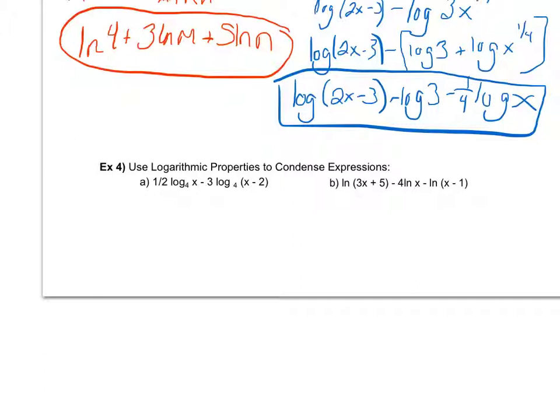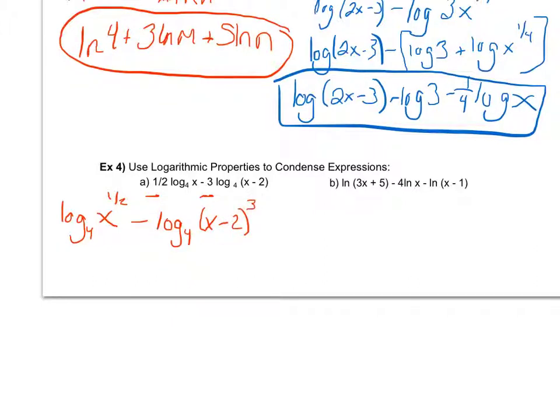Alright, glad you were able to stick with this video. I am on to the last way we're going to use it, and that's to condense, or put expressions back together. There are 2 examples with this. I'll try to get through them fairly quickly. First thing I notice on this one is I have a couple of coefficients I can bring up front to exponents, giving me log base 4 of x to the 1/2 minus log base 4 of x minus 2 cubed.